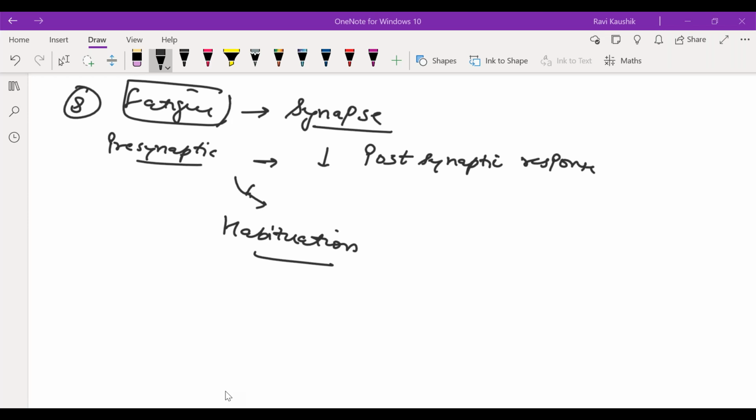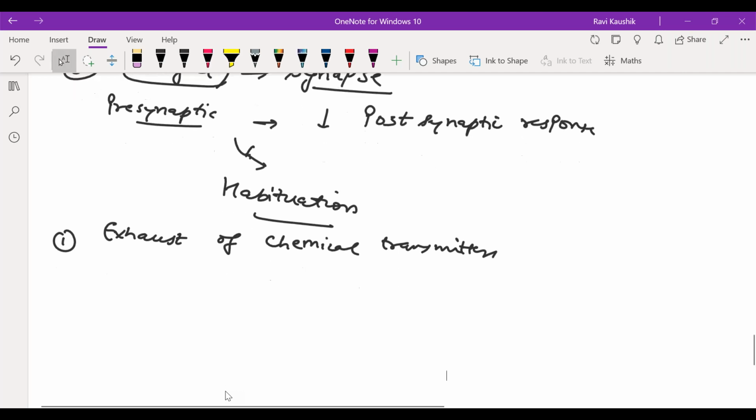Okay, so what can be the reason of this fatigue? There can be a few reasons for this. Either there is exhaustion of the chemical transmitters, the neurotransmitters. This, in fact, is one of the most important reasons.